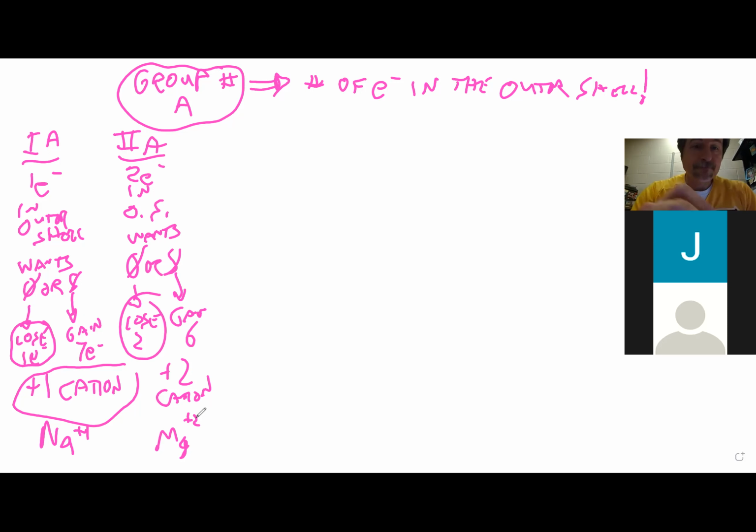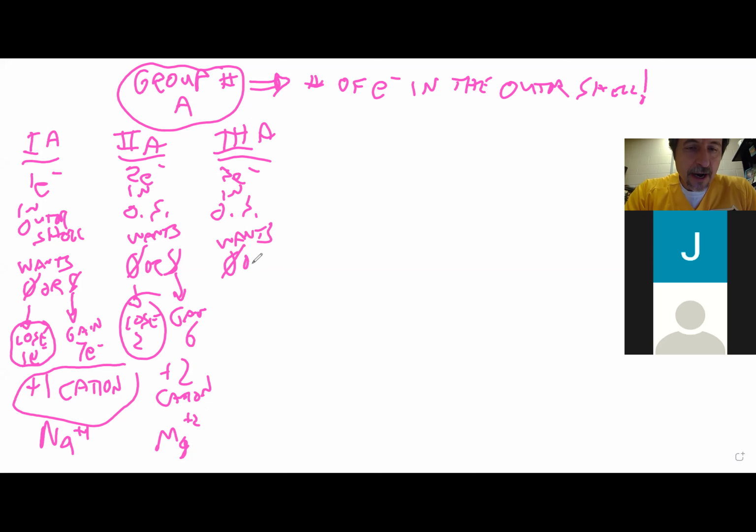Cool. Now, we're going to skip the middle part. We are going to dig into the middle part later in the semester. These are called transition metals, and they have variable charges. You can't predict just by looking at them what their charge is going to want to be. So we're going to skip those for now, okay? Because we're only dealing with group A numbers. And I hope it's obvious to you how this works. 3A, three electrons in the outer shell.